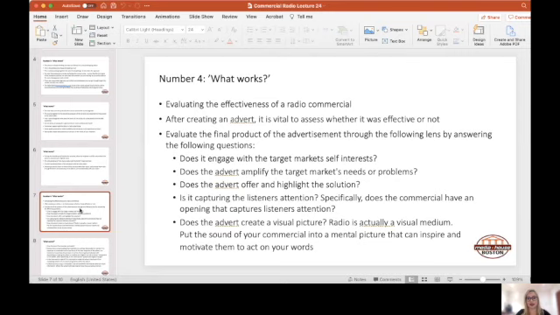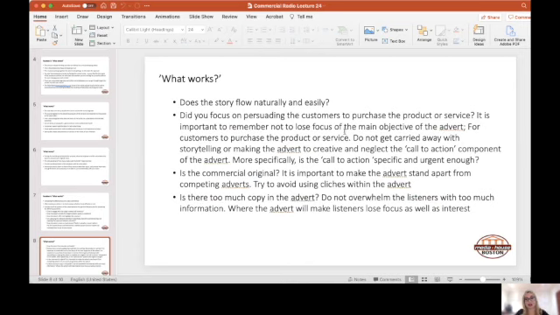Where you see whether it engages with the target market's self-interest, whether the ad amplifies the target market's needs or problems, whether it offers and highlights the solution, whether it's capturing the listener's attention, whether it creates a visual picture in your mind, whether the story flows naturally and easily, and whether you persuaded the customer to purchase the product or the service, which is really important, okay? And then, is it original? And is there too much copy in the advert, or does it work?